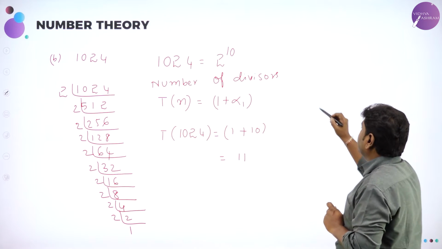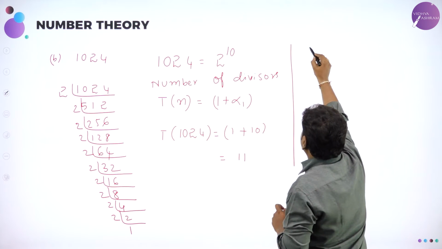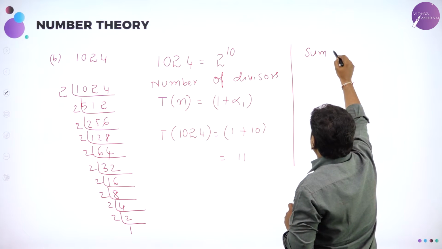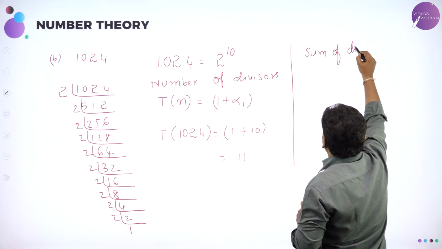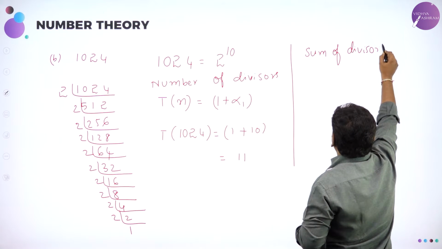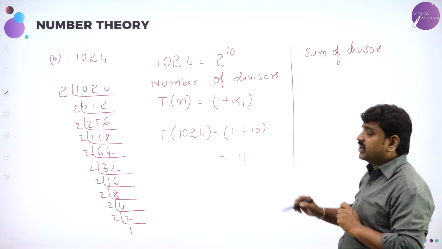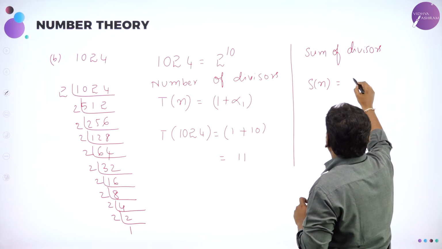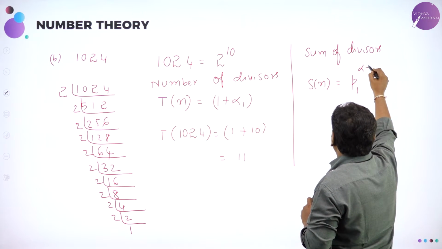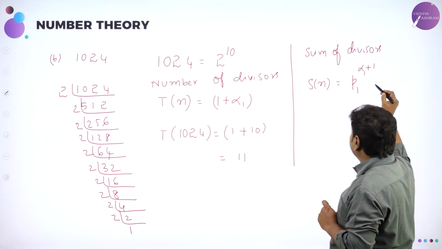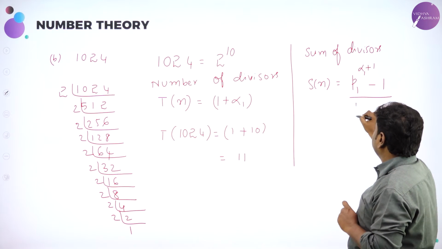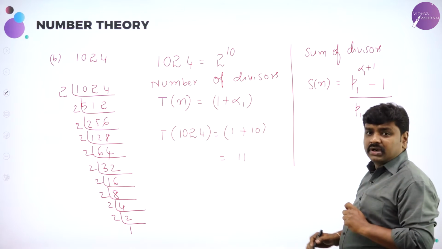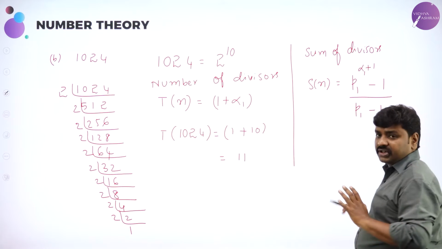Then the sum of divisors. Next part is what? We need to find the sum of positive divisors for the same number. If you want to find the sum of positive divisors, that is S of n, that will be P1 power alpha 1 plus 1, add 1 to the power, minus 1 in the base, divided by P1 minus 1. And we don't have more than that, so we'll stop here.